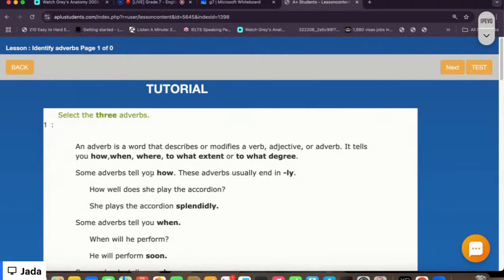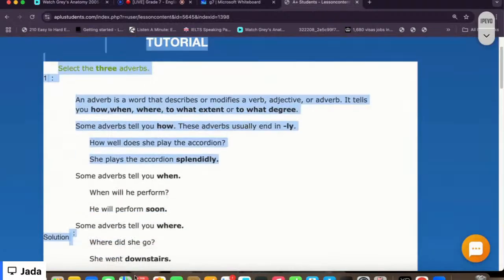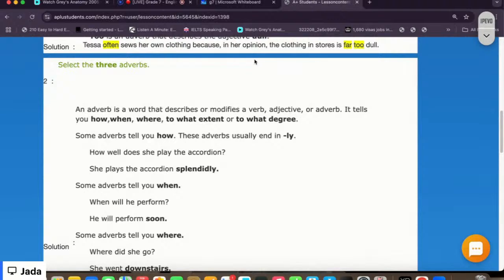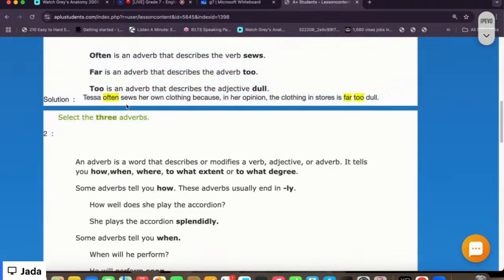All right, so moving on to this part, we have to select the three adverbs in the question. Tessa often sews her own clothing because, in her opinion, the clothing in stores is far too dull. So we have often, an adverb that describes the verb sews. Far describes too, and too is an adverb that describes the adjective dull. So these are the three adverbs in the sentence.